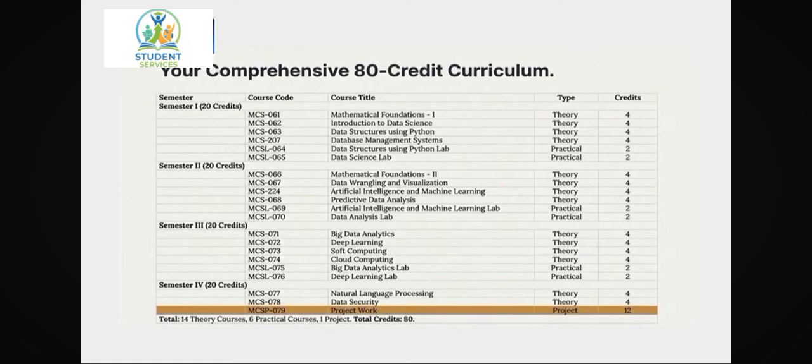And if you look at the complete structure of our program, it is a 4-semester program. Every semester we have 20 credits, accumulating to a total of 80 credits. In total we have 14 theory courses and 6 practical courses, with 1 project work at the end, in the 4th semester. And each has different credits. All the theory courses have 4 credits, and then the practical courses we have a.